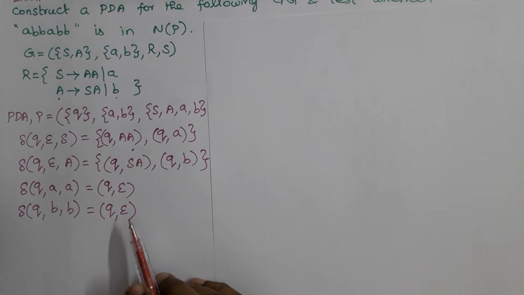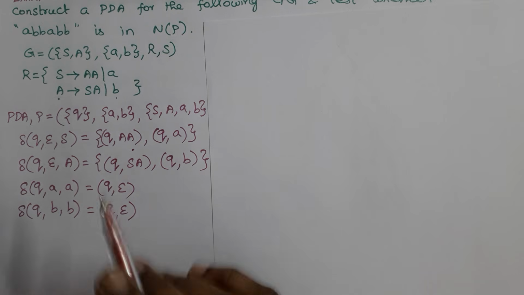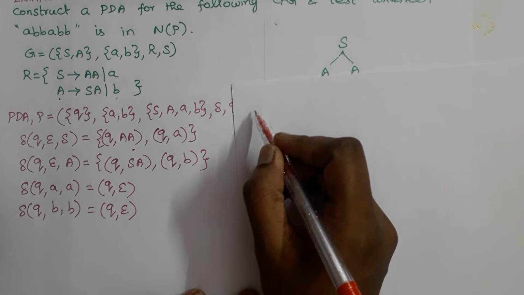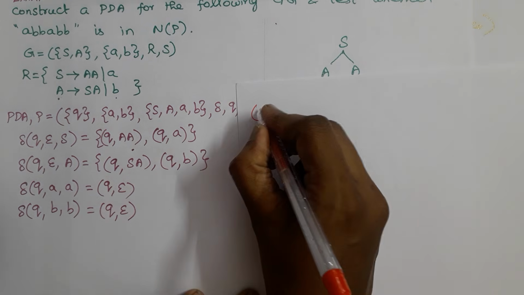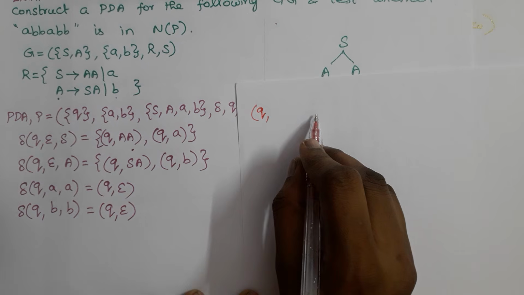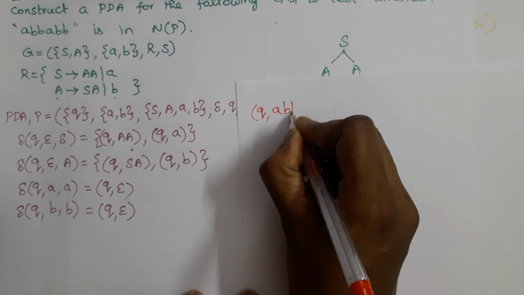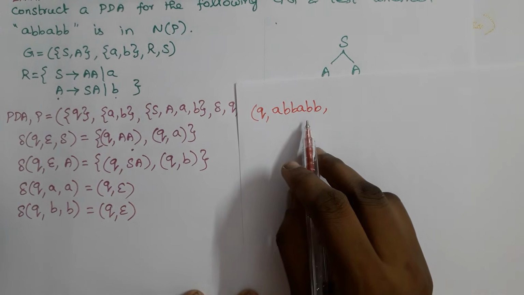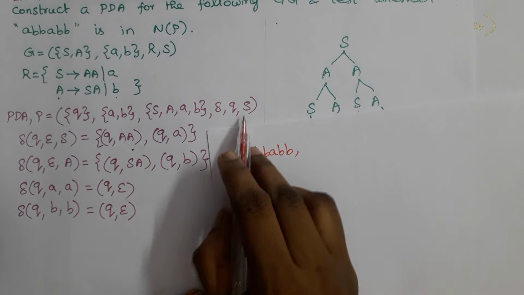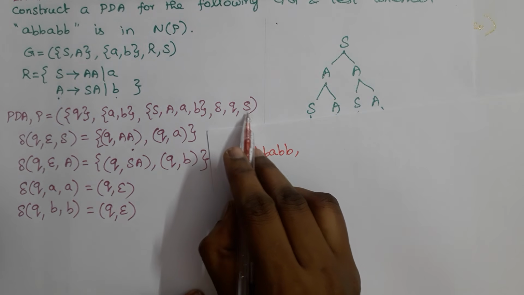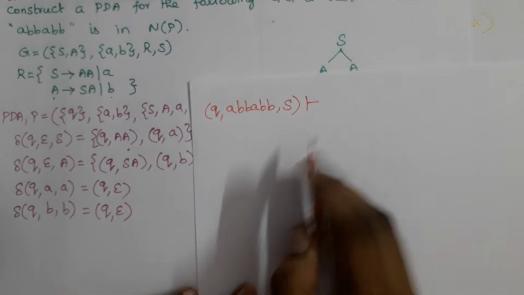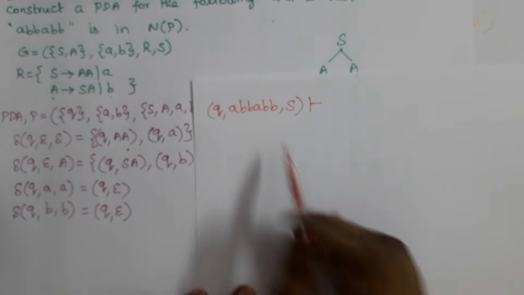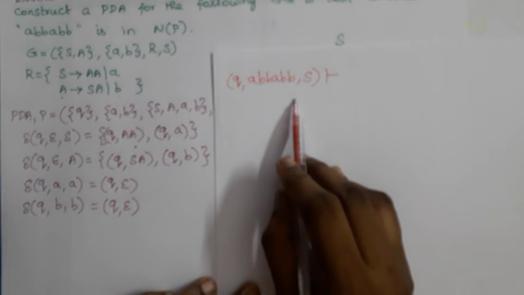By using instantaneous description, we can prove whether a particular string belongs to the language or not. An instantaneous description is represented by a triple. So we have to write the start state. Here the start state is q and the string should be written next, so abb, the complete string. Then the stack content. Initially the stack has the starting stack symbol, S. Then we have to use turnstile notation for writing the instantaneous description.